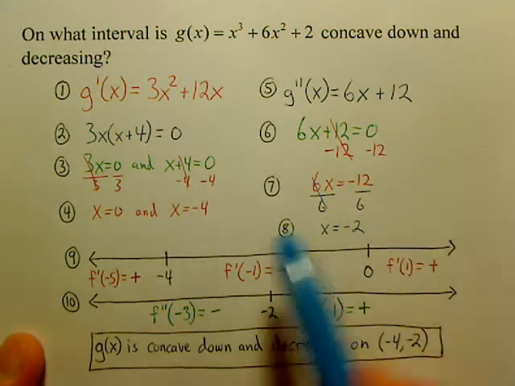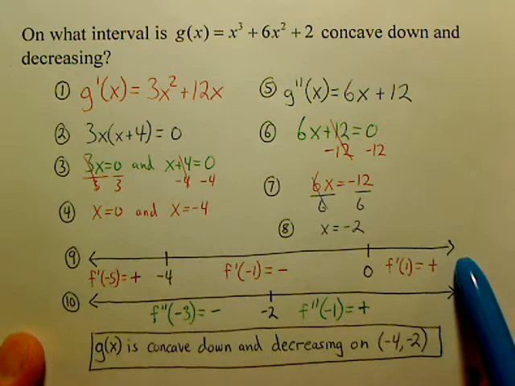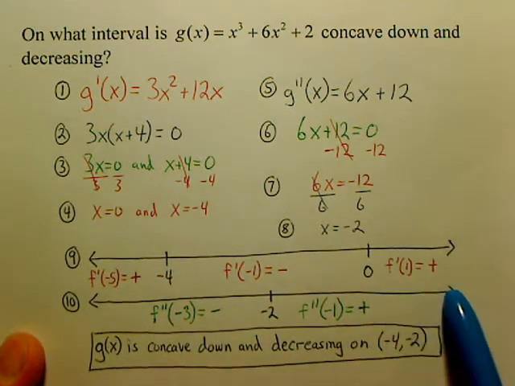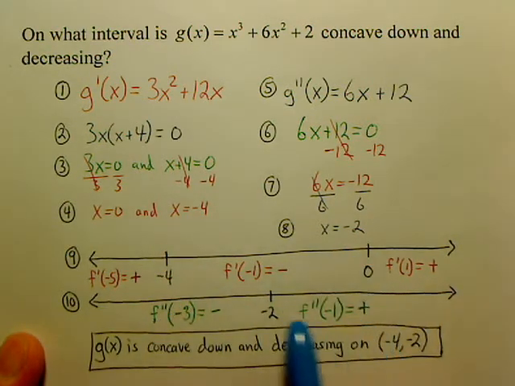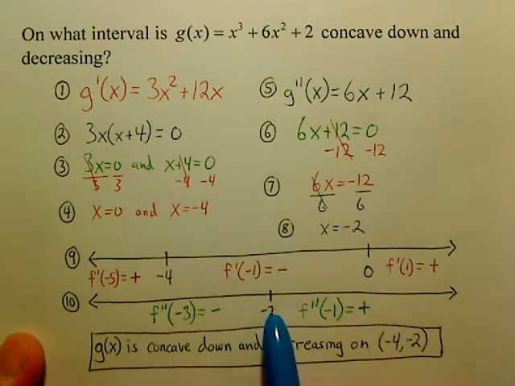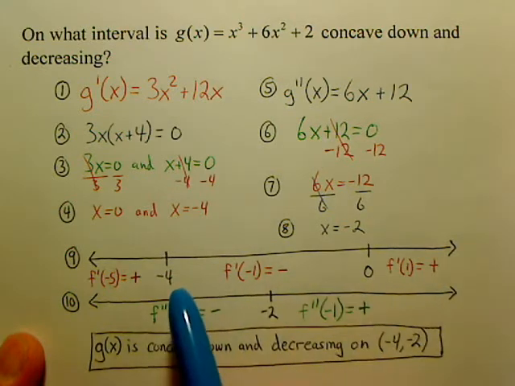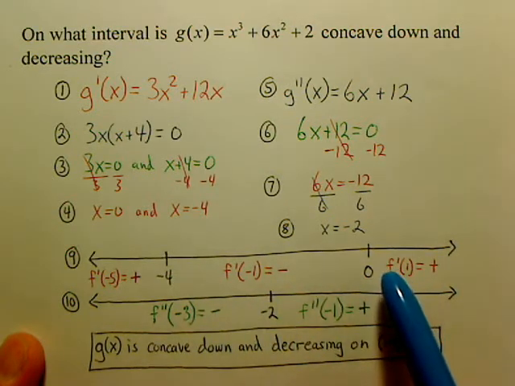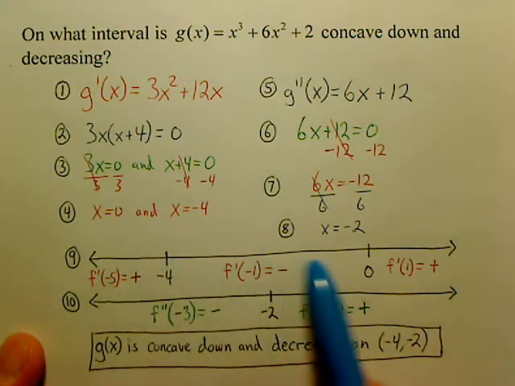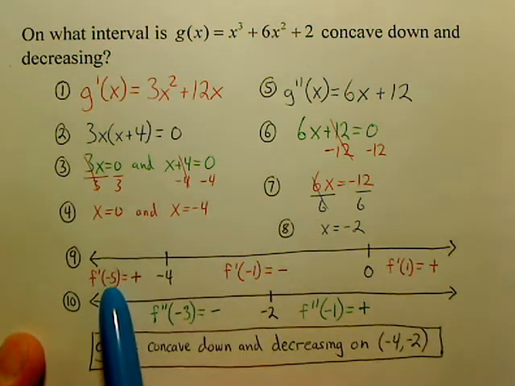So what I did was make my little table for my first derivative, make my little table for my second derivative, and line them up. Okay, remember this is a possible point of inflection at -2. -4 and 0 are my critical numbers, possible increasing, decreasing changes.